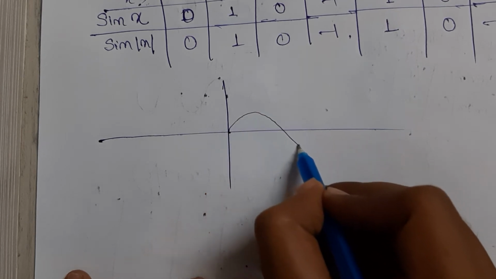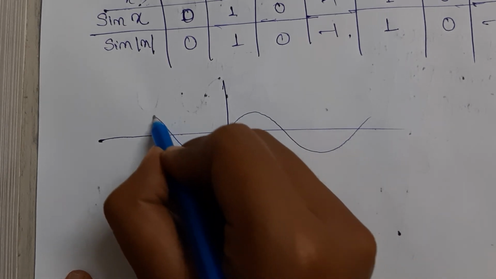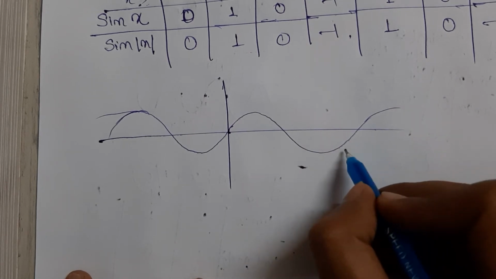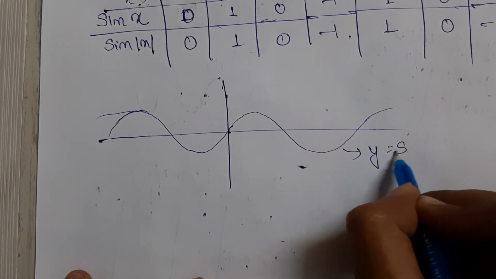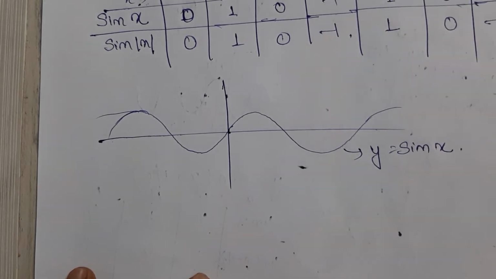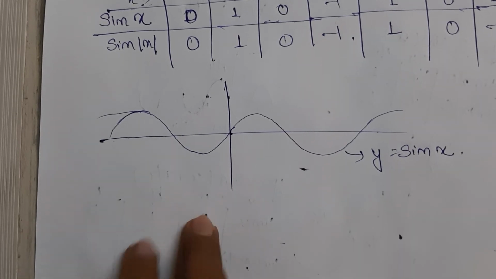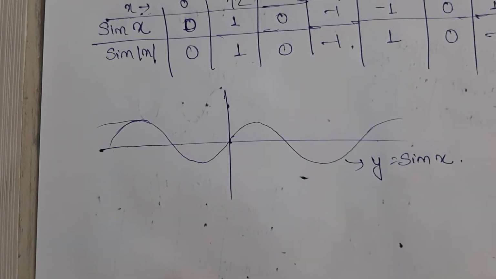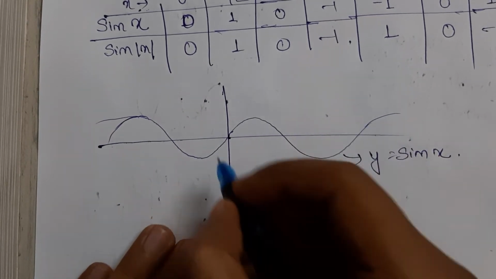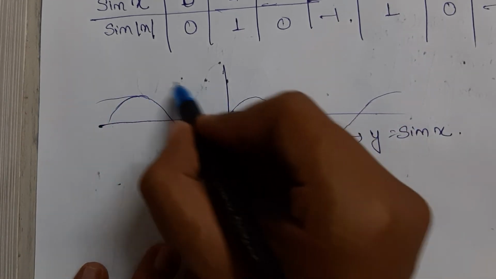Earlier the graph was like this, right? This was the original y is equal to sin x graph. Now for this portion there will be no change. There will be a change when x is negative, meaning this portion.